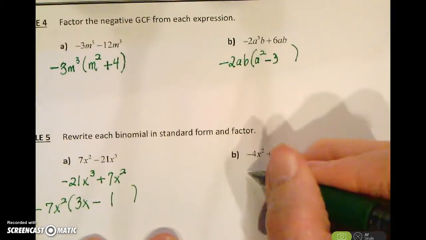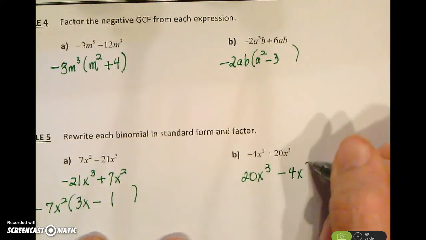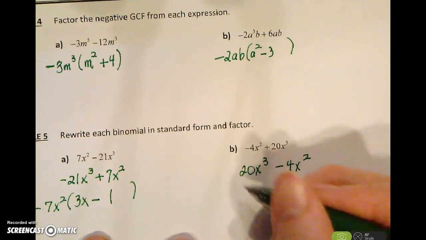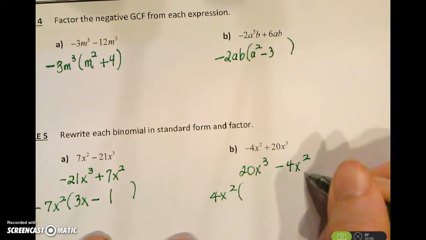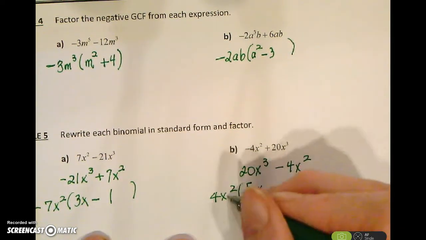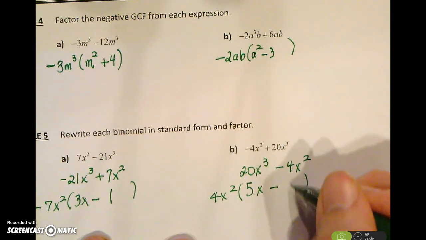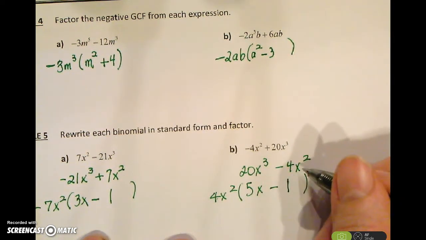Again, here's another one. This time I'll have 20x to the third minus 4x to the second. I'm going to take out what's going to go into both of those, a 4x squared. And that's going to leave me with 5x minus, and again, I don't need to multiply by any numbers or variables. So I'm going to put 1. 4x squared times 1 is 4x squared.